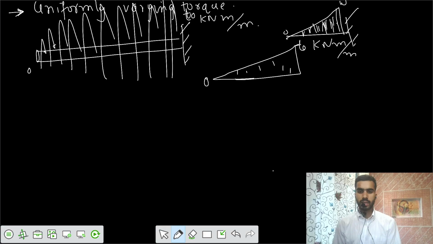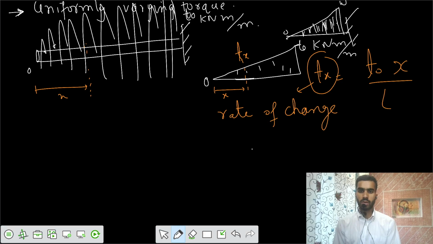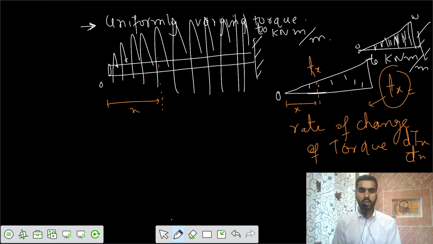Then what is the intensity at any x from the free end? At any x from the free end, there would be some intensity Tx, which equals T0 times x by L. This is the intensity of the torque, which is also the rate of change of torque, dTx by dx.